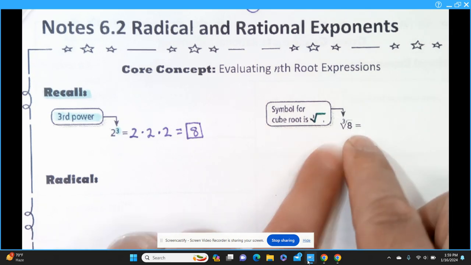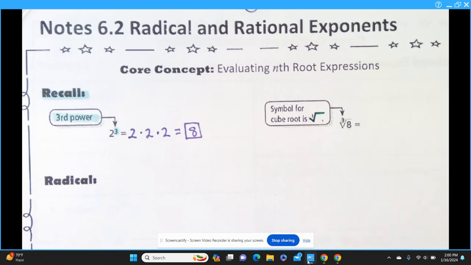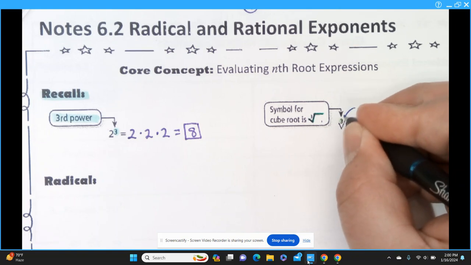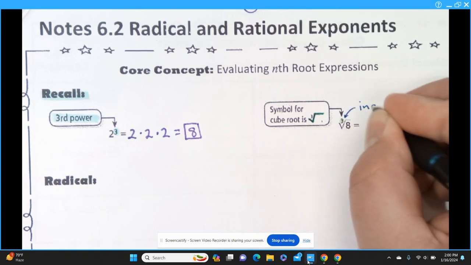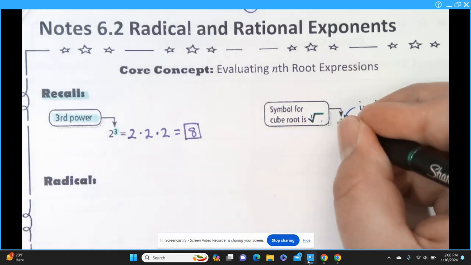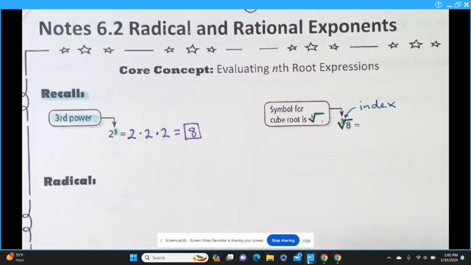And notice this one has a little 3 in the box. It's called the index. So that little number is very important there. Again, we call that number the index. And the symbol itself, just a symbol by itself, is called a radical symbol.